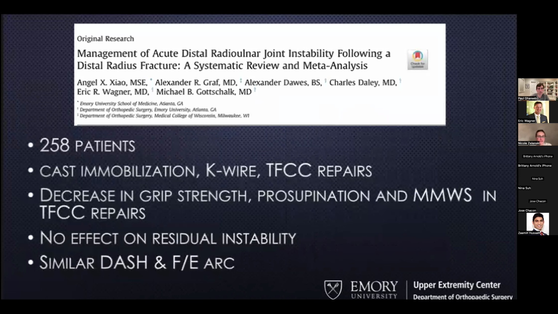I think that this nice meta-analysis of 250 patients compared patients that had distal radius fractures and instability, and compared cast immobilization, K-wires, and TFC repairs, and showed essentially that fixing these, so doing a TFC repair, showed decrease in grip strength, pronosupination, and Mayo modified wrist score. Now, of course, you have to remember that potentially these are the more severe injuries, and so maybe that's why these outcomes are worse. But it also had no effect on residual instability, if they were fixed or not, or how they were fixed. And all of these patients had similar DASH and flexion-extension arcs.